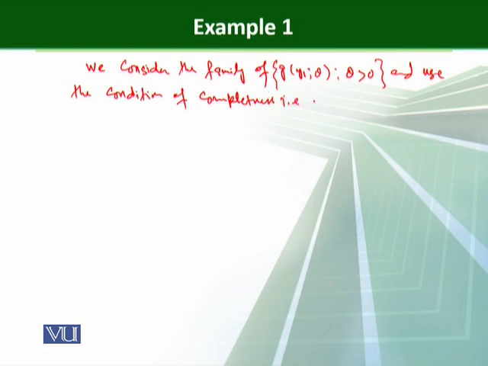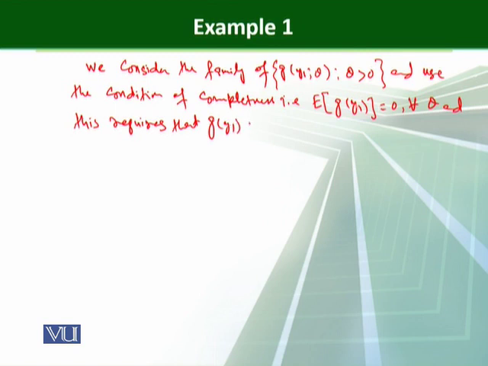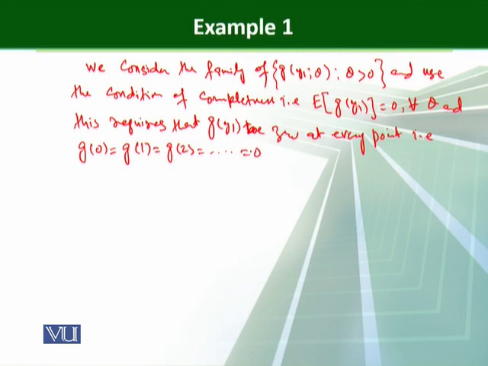That is, the expected value of g of y1 is equal to 0 for all theta, and this requires that g of y1 be 0 at every point. So that is basically g of 0 equals g of 1 equals g of 2 equals and so on, equal to 0.